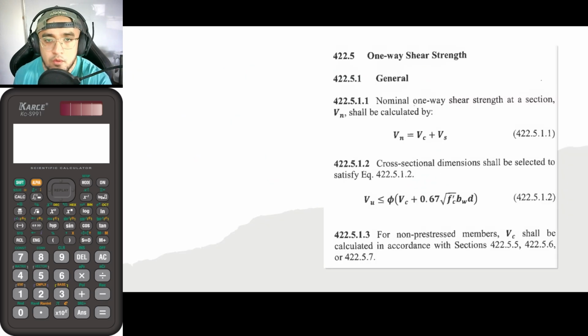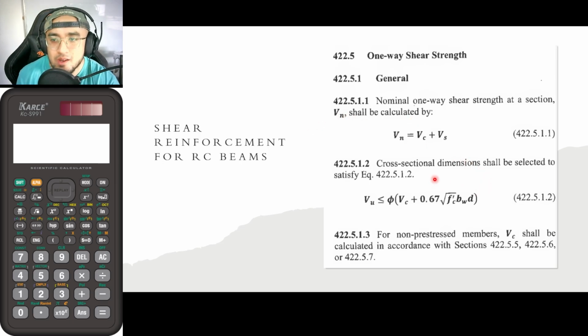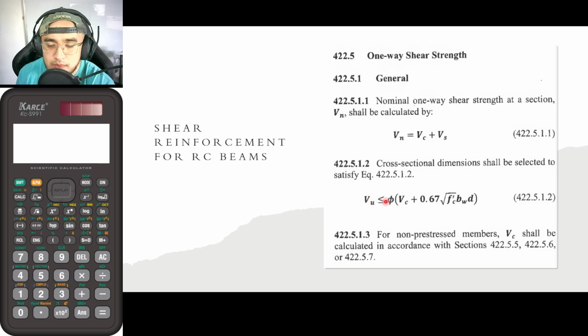Okay, so moving forward, this is basically the equation that I have shown you a while ago. And we also have a limit here, whereas the value of Vu must be less than or equal to phi times (Vc plus 0.67 square root of f prime c times bw d). So this is just a limit, guys.